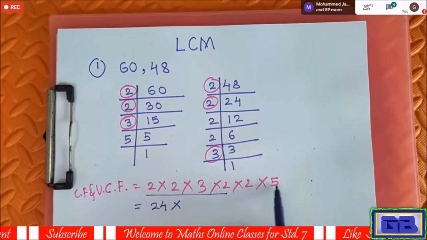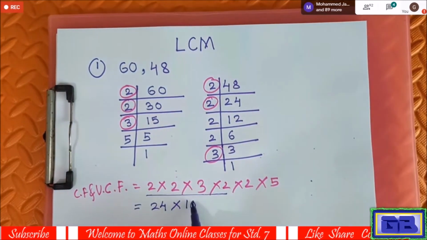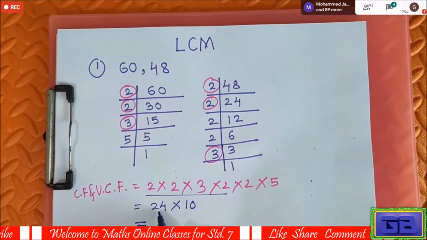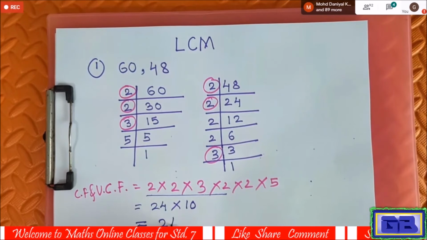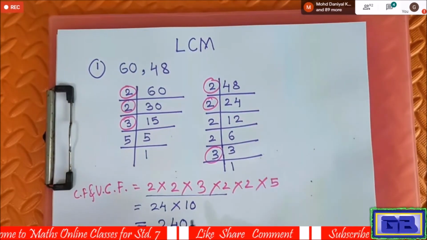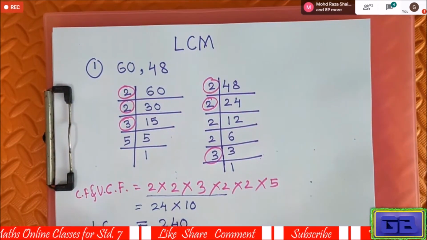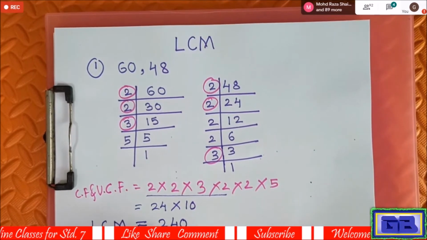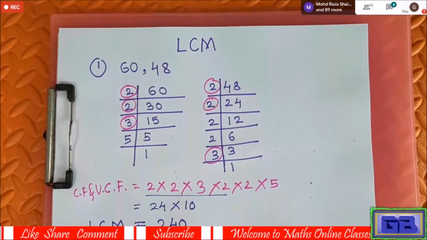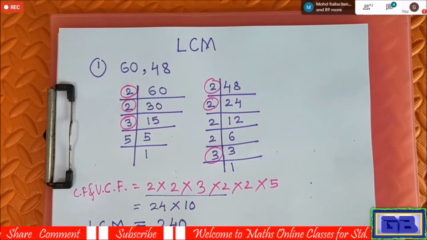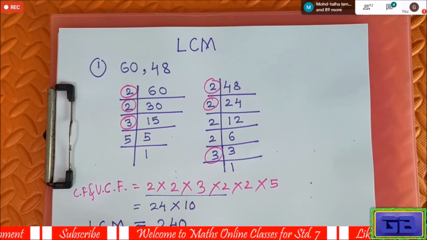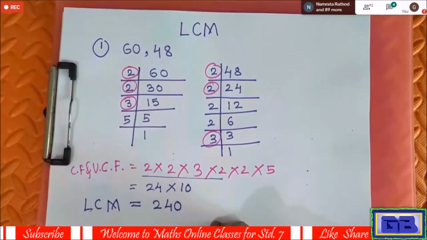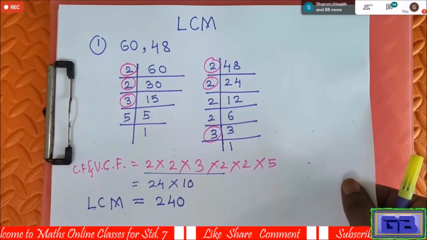And now 24 5s are 120, and 120 2s are 240. So LCM equals 240. What happened, Manthan? Answer is 240. Yes, 240. I wrote the answer. Now write down practice set 13.